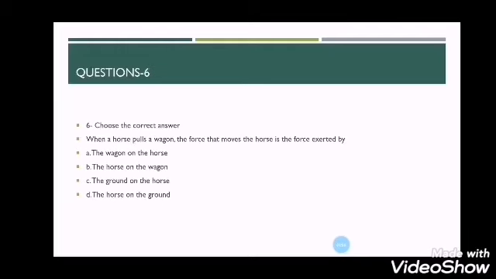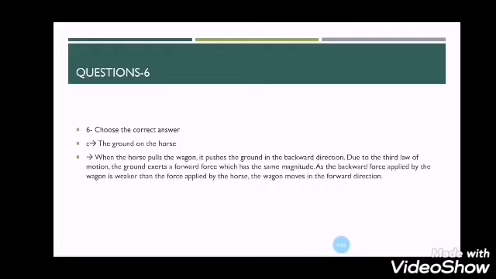6. Choose the correct answer. When a horse pulls a wagon, the force that moves the horse is the force exerted by the wagon on the horse, the horse on the wagon, the ground on the horse, or the horse on the ground. The correct answer is the ground on the horse. When the horse pulls the wagon, it pushes the ground in the backward direction. Due to the third law of motion, the ground exerts a forward force which has the same magnitude. So as the backward force applied by the wagon is weaker than the force applied by the horse, the wagon moves in the forward direction. This is the explanation.